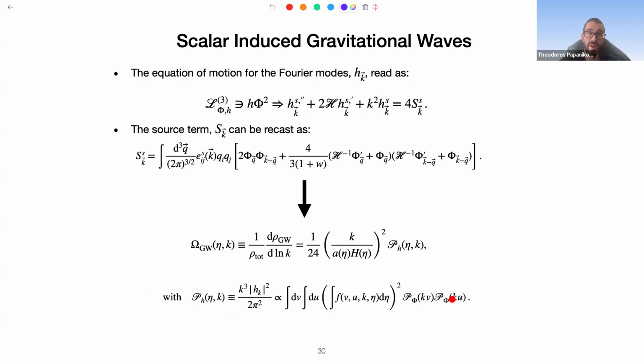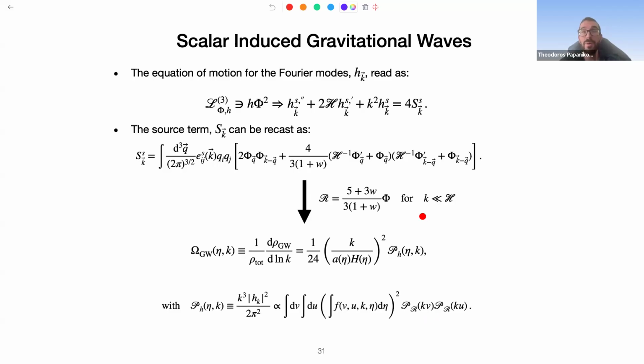We can also write a similar formula in terms of the power spectrum of the comoving curvature perturbations R, which is what is typically probed by cosmological probes, by exploiting the relation between R and phi on superhorizon scales that we see here.